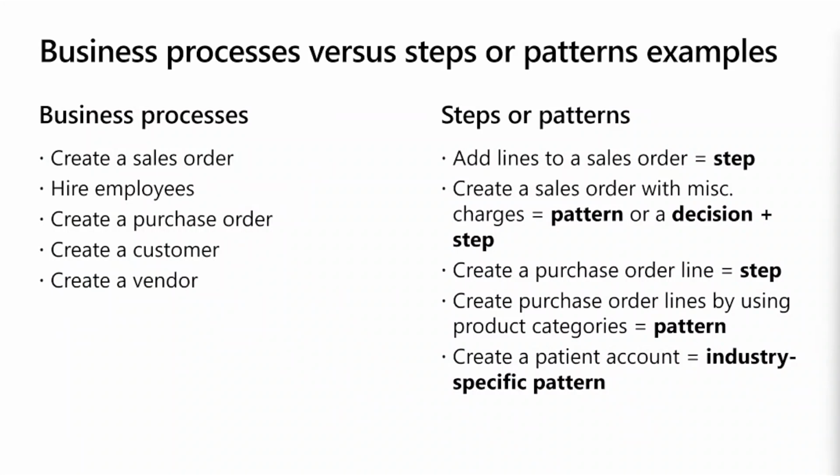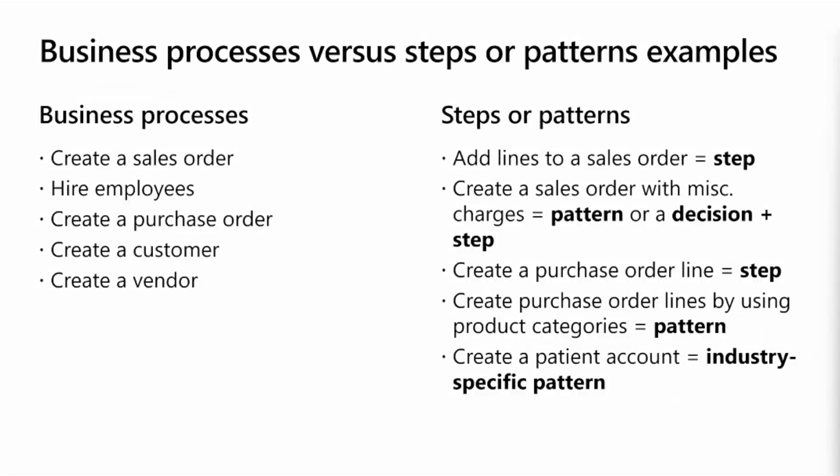This slide we talked about in our last Tech Talk, but I wanted to review it again because I think it's really relevant to the authoring of patterns. So business processes and steps or patterns have a unique kind of position, like when we use one versus the other. On the left-hand side, we have examples of business processes such as create a sales order, hire employees, create a purchase order, create a customer, create a vendor. Obviously, this is not a comprehensive list. Level 3 in the business process catalog has like 700 to 800 of these identified.